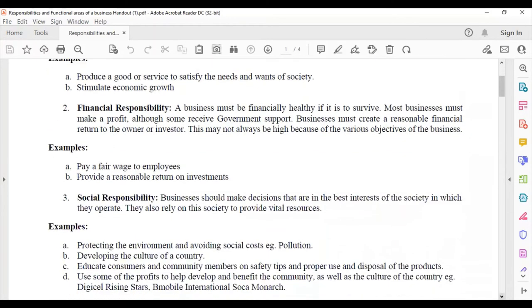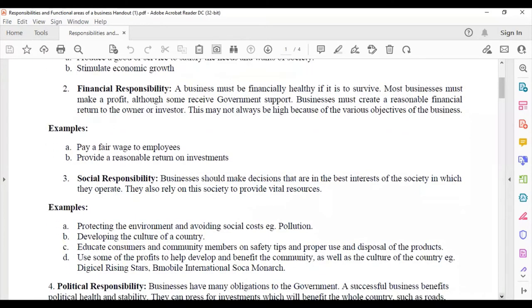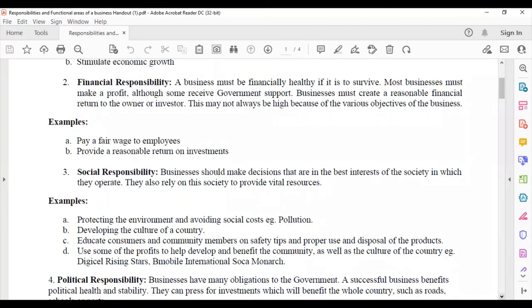The next responsibility is financial responsibility. And businesses must be financially healthy in order for them to survive. Now, what does that mean? Right. So when we're talking about businesses being financially healthy, we're talking about they have to be in a good place. Right. You are not going to start a business to make a loss. Every business person would start a business to make a profit. All right. So we're talking about most businesses must make a profit, although some may receive government support. All right, and in many different ways, might be a government grant.